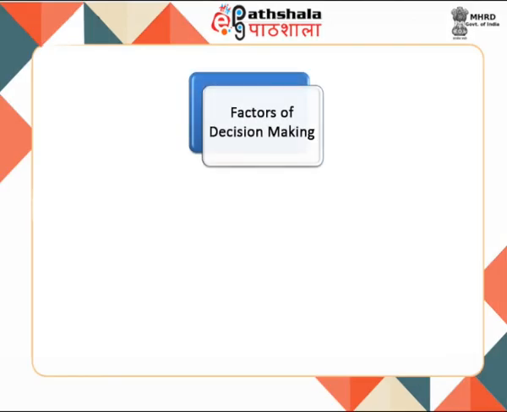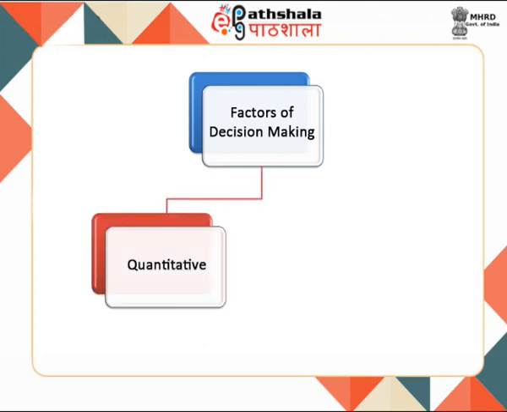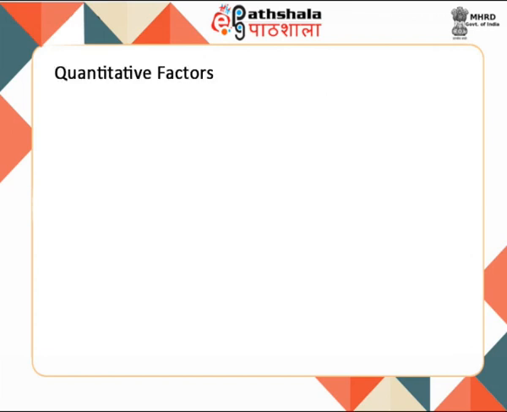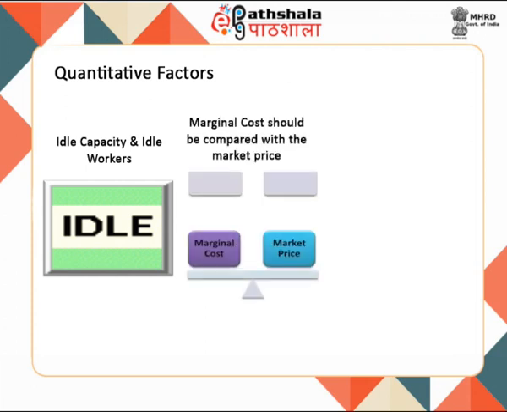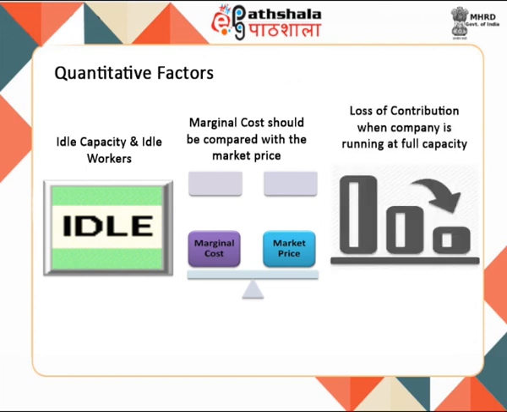There are two types of factors to be considered before making a decision, namely quantitative factors and qualitative factors. Quantitative factors include: number 1, idle capacity and idle workers that can be utilized for production. 2, marginal costs should be compared with the market price. Number 3, loss of contribution to be considered when the company is running at full capacity.